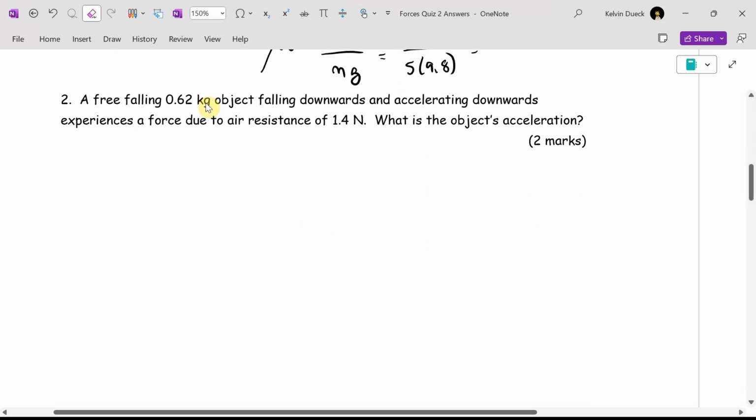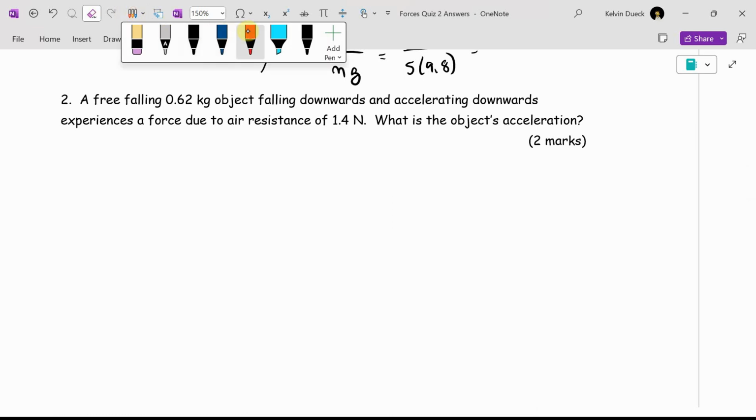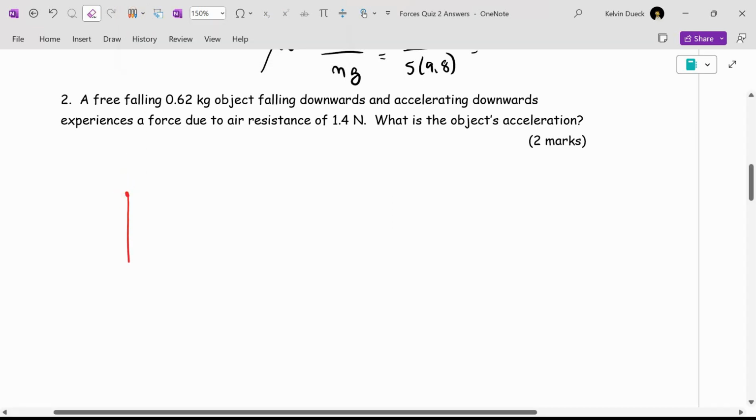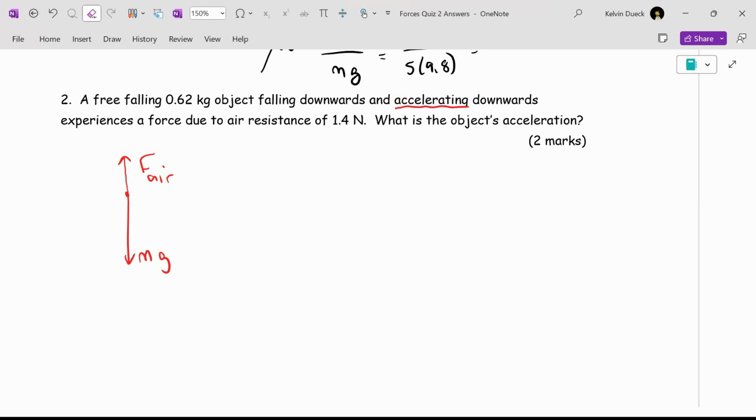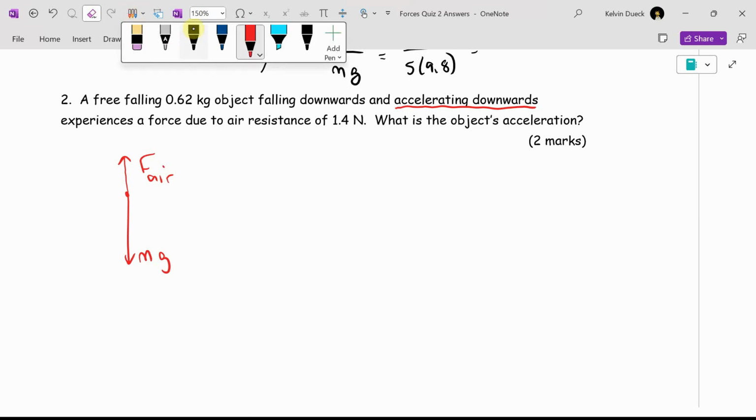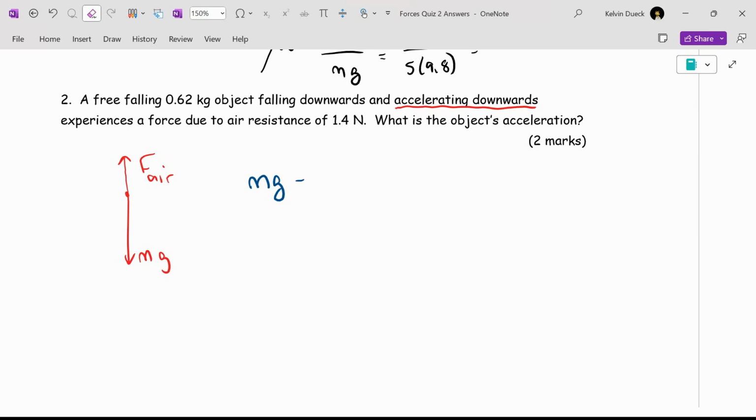A freely falling object falling downwards and accelerating downwards. That's important. Okay, this is a job for a free body diagram. I have gravity down. I have air resistance up. Now, I know air resistance is shorter because it told me we're accelerating downwards. If it had said slowing down, I would know air resistance was bigger. It would be the winner. But in this case, it says we're accelerating downwards, not accelerating upwards. So my equation is going to be winner minus loser equals ma.